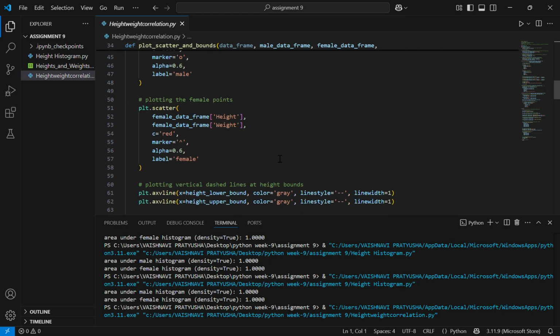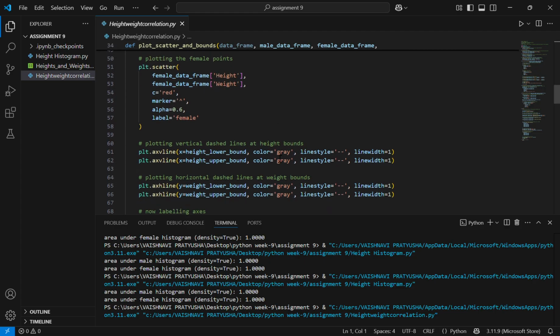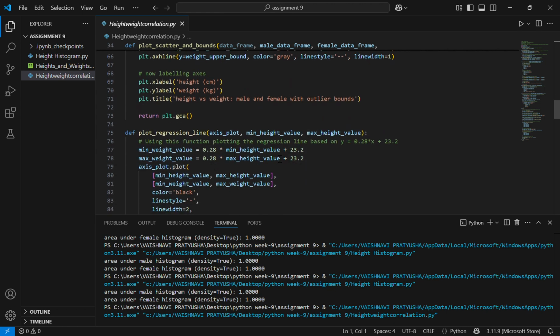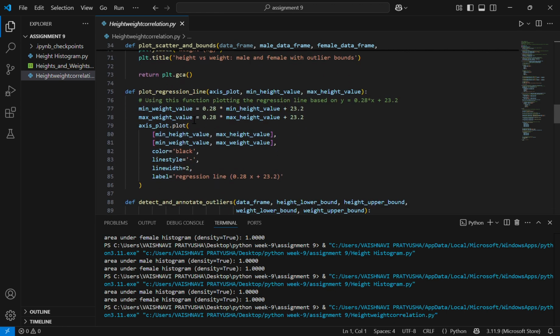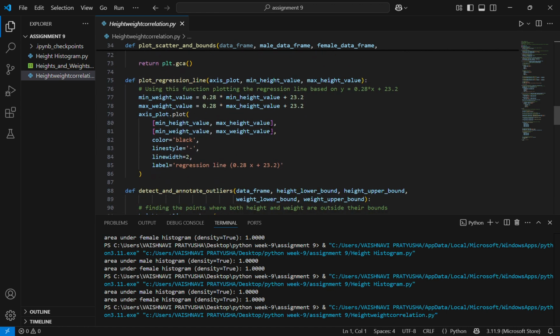The next question is, how did you plot the regression line by connecting the endpoints? You can see the code here. In the regression line, I used the minimum height and the maximum height values. I only needed two points to draw the straight line, so I determined the smallest height of the data and the largest height value.